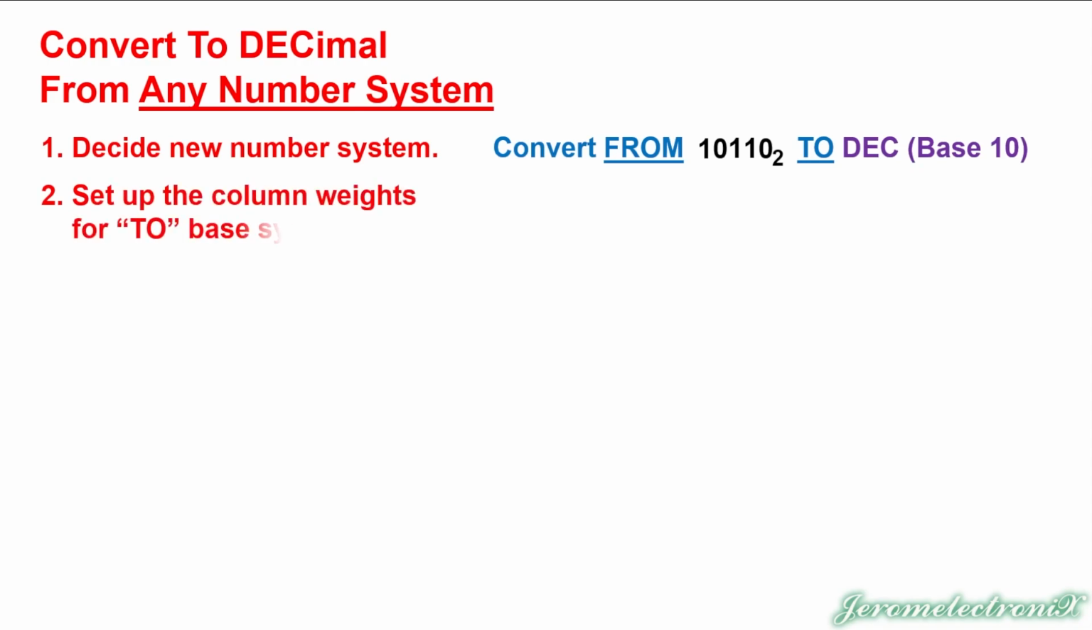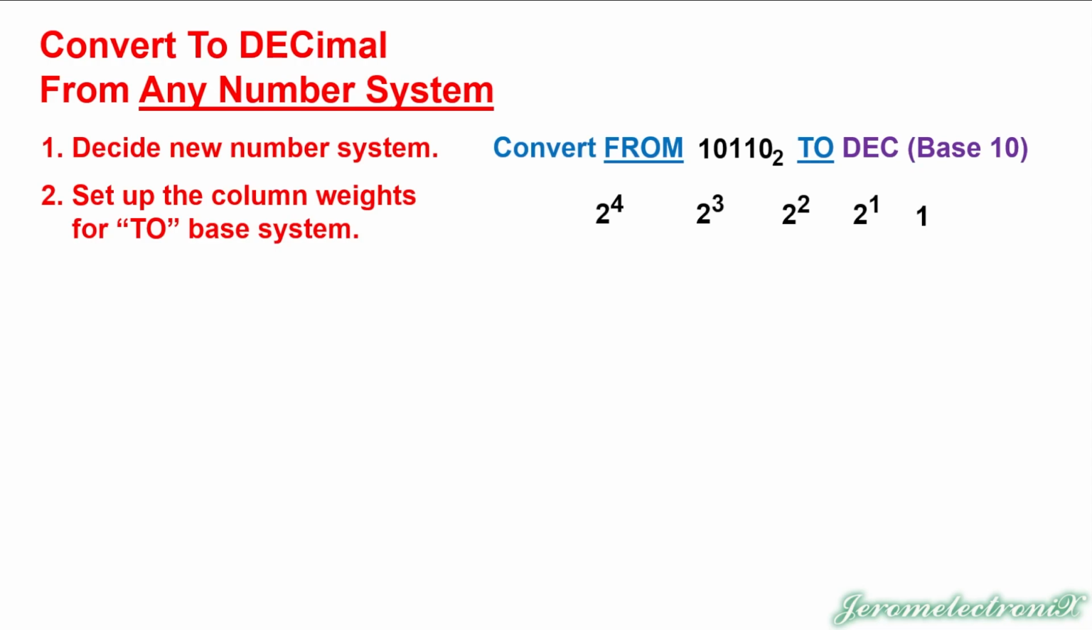So the next thing we're going to do is set up the column weights for base 2. We're going to need 5 column weights, and the first one will be base 2 to the 0th power, then base 2 to the first power, base 2 to the second, base 2 to the third, base 2 to the fourth power. That's enough. And now we'll resolve them to their actual values.